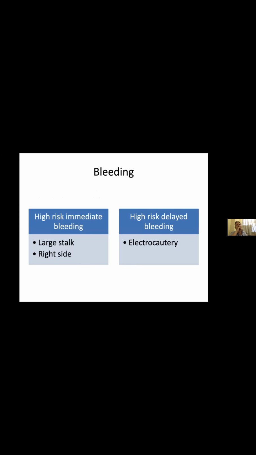So if we talk of bleeding, how do we identify patients at high risk of immediate bleeding? Clearly a stalked polyp has a greater chance of bleeding because it's got a vessel in it, and lesions on the right side tend to bleed more, and hypertensives tend to bleed a little bit more.